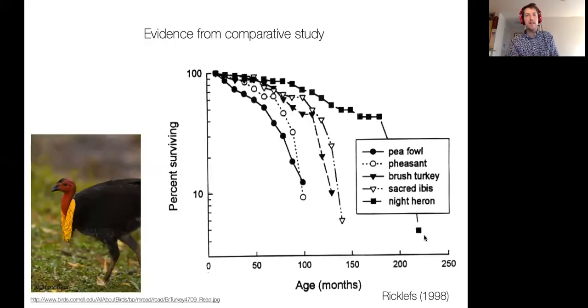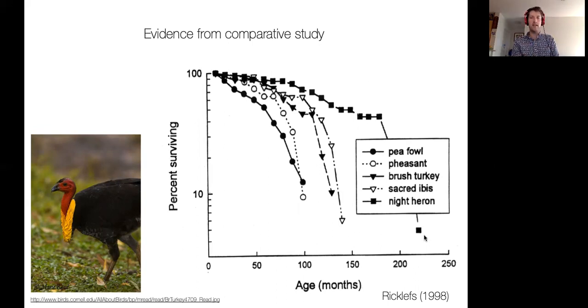And so we can then think about this relationship between rates of mortality and rates of senescence by multiple routes. The first route is by comparative study. This study looked at percent surviving curves for a bunch of different birds. They actually did a bunch of different mammals as well. And from this data, first of all, it shows that different species differ in their rates at which they senesce.